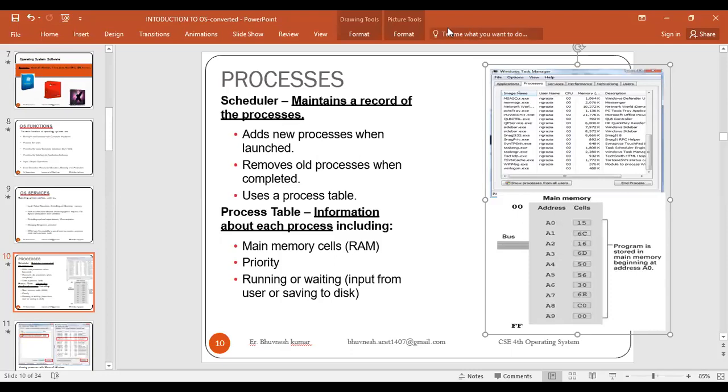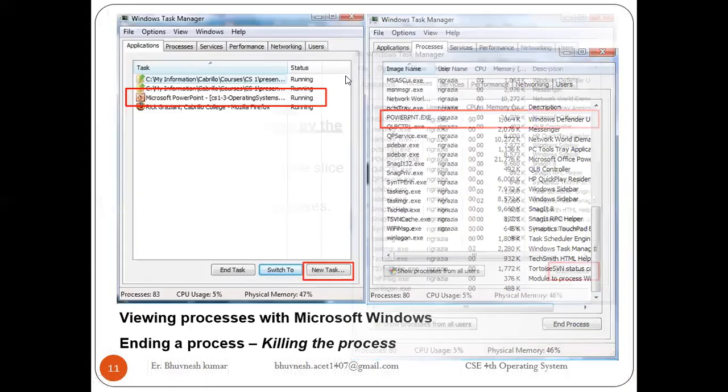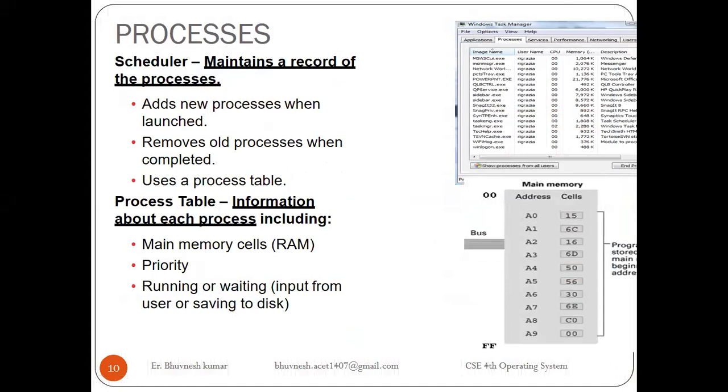So here on your slide, process scheduler maintains a record of the processes, adds new processes when launched, and removes processes when completed. Okay, if I close any application, that process will be removed, and if I click on any application, that process will be added in your task list. The process scheduler will add them.